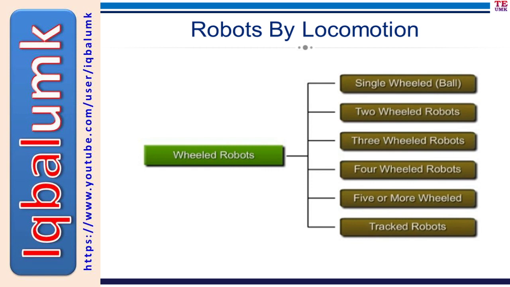Dipakai di supermarket atau di bandara biasanya tugasnya untuk memudahkan pergerakan, karena bandara kan luas. Kalau jalan kaki lumayan lama, biasanya menggunakan two wheel ini. Kemudian ada juga robot dengan roda 3, ada 4, ada 5 atau lebih. Kemudian juga ada modelnya tracked, seperti tank, atau kendaraan-kendaraan berat yang menggunakan roda tracked, pakai semacam belt yang langsung menyentuh permukaan tanah.